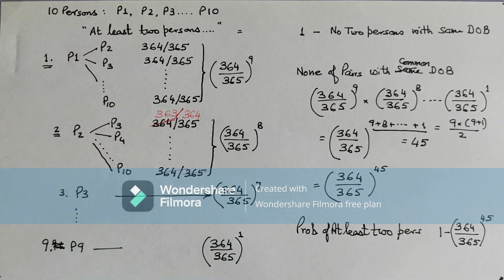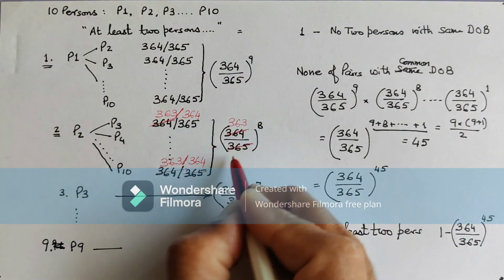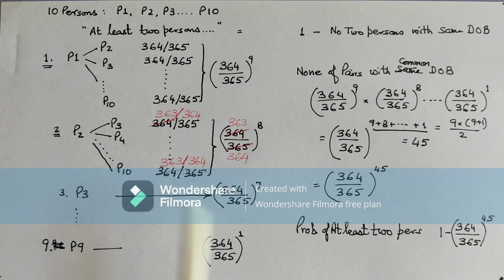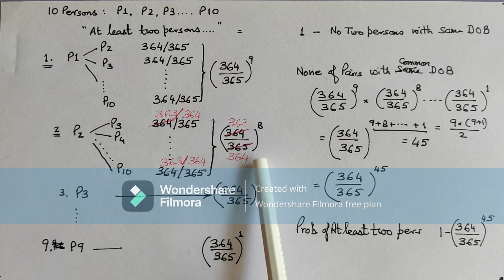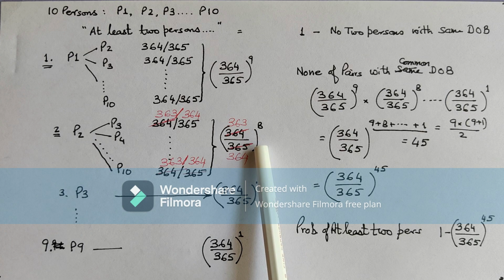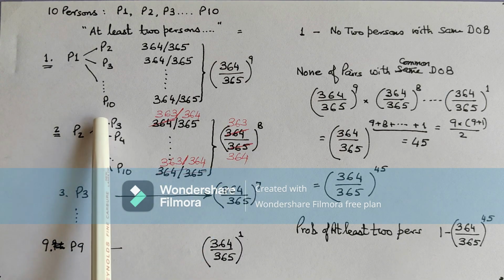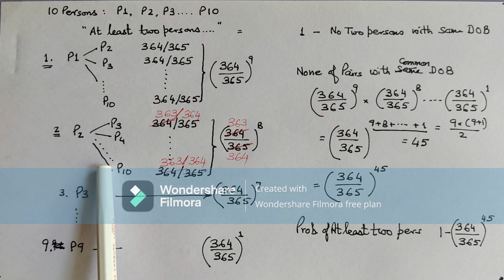Same applies to all these 8 pairs. And here, the probability of none of these 8 pairs having a common date of birth is 363 by 364, and not 364 by 365 as we argued before. And let's say in these 8 pairs also, none of them had a matching date of birth.